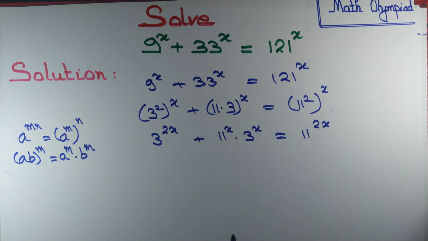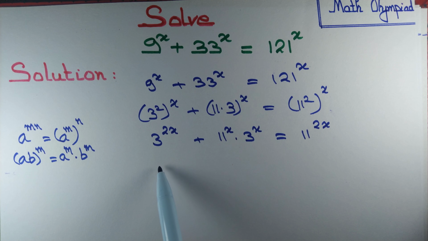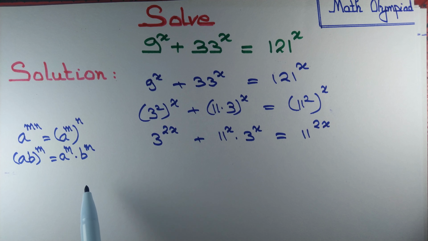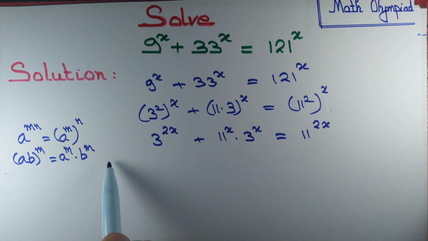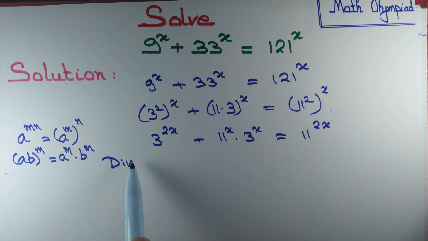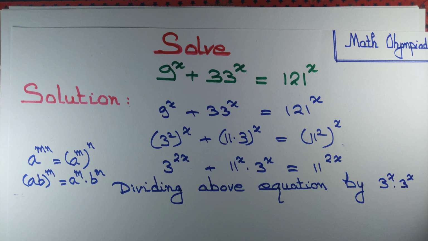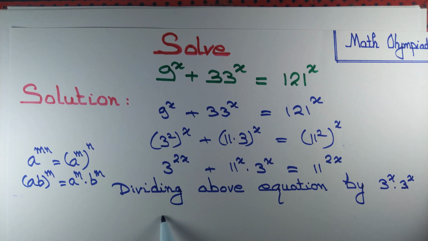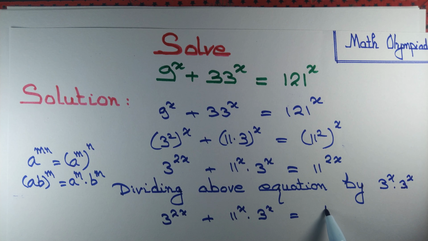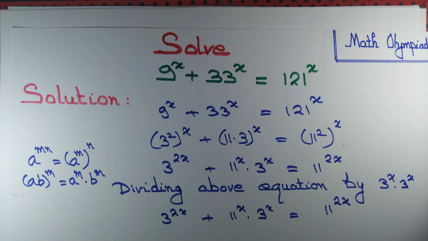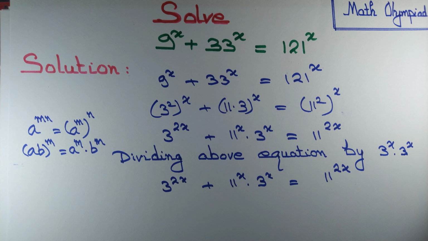Now let's write it further. Let's divide by 3 to the power 2x. So what we do is we divide this equation throughout by 3 to the power x into 3 to the power x, that's 3 to the power 2x. So we write the equation once again: 3 to the power 2x plus 11 to the power x into 3 to the power x equal to 11 to the power 2x. So we are dividing by 3 to the power 2x.